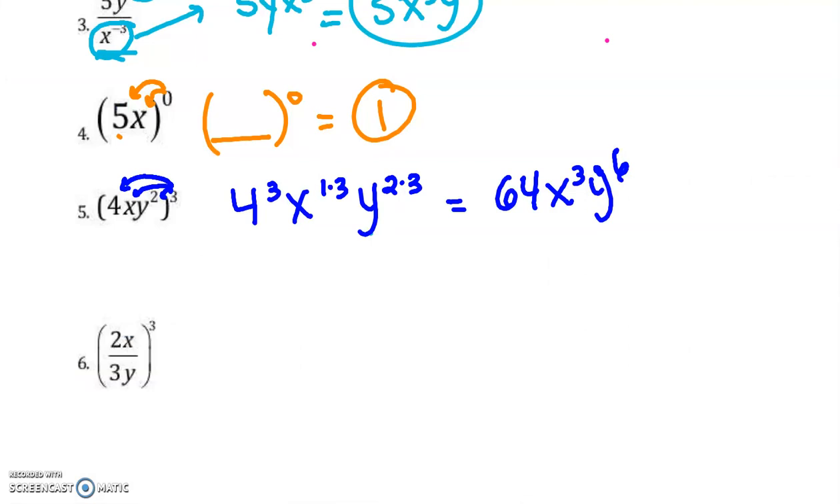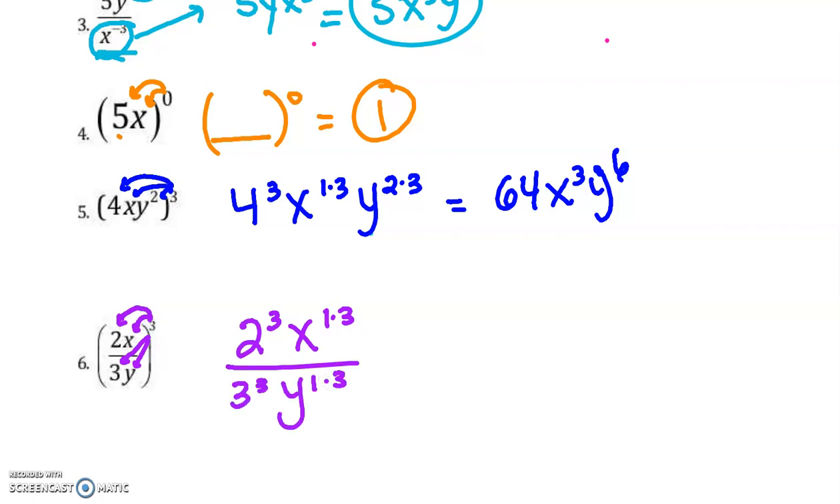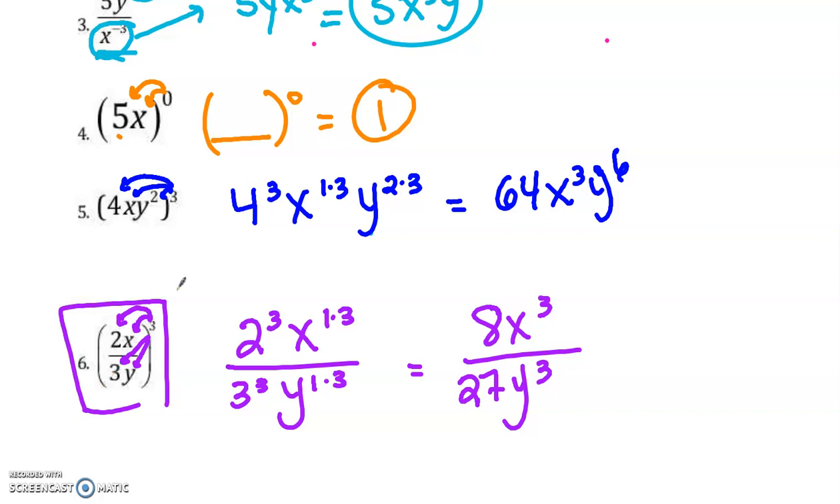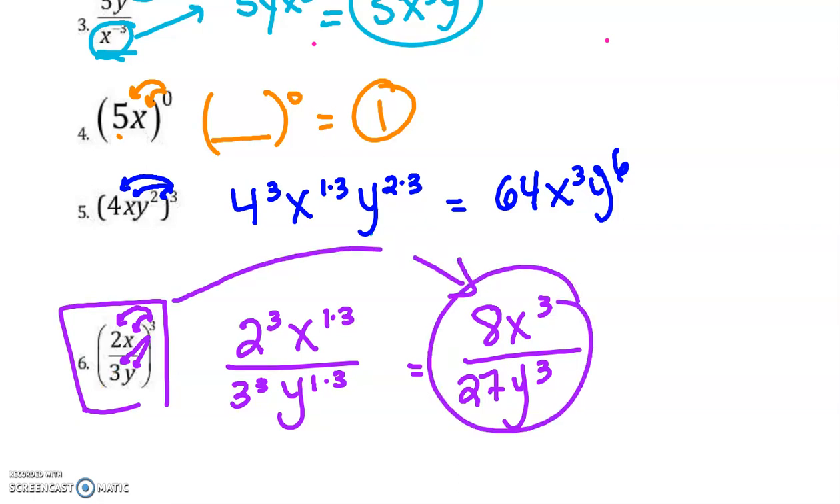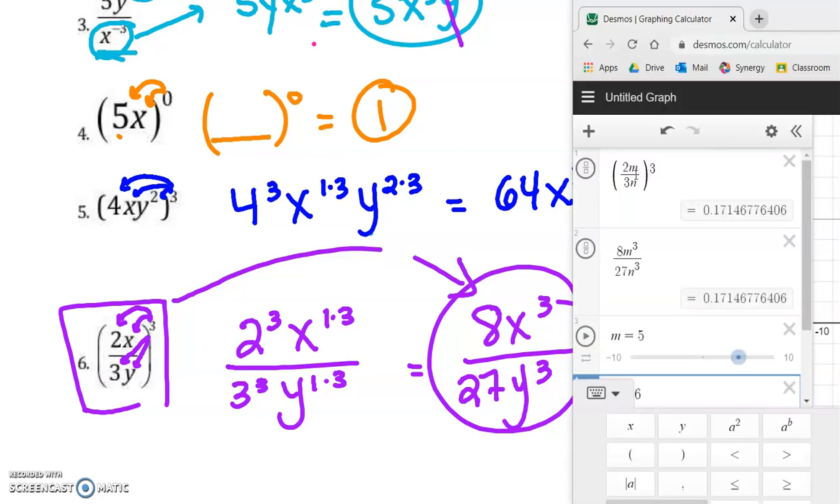It's our last problem. And this one works just like the one above it. You're going to distribute this cubed into everything inside of here. You have 2 cubed, x to the 1 times 3 over 3 cubed, y to the 1 times 3. 2 cubed is equal to 8. 1 times 3 is 3. 3 cubed is 27. And 1 times 3 is 3. And this is equivalent to this. Let's check this last one on Desmos using sliders. I've used m in place of x and n in place of y. I've been consistent in doing that throughout. And you can see that these are equivalent to each other.